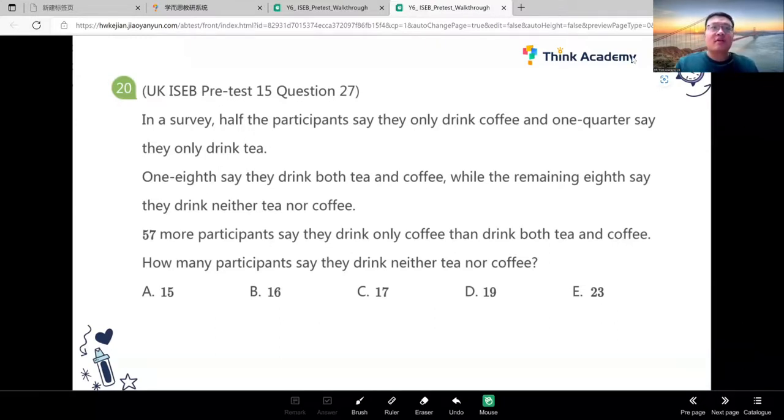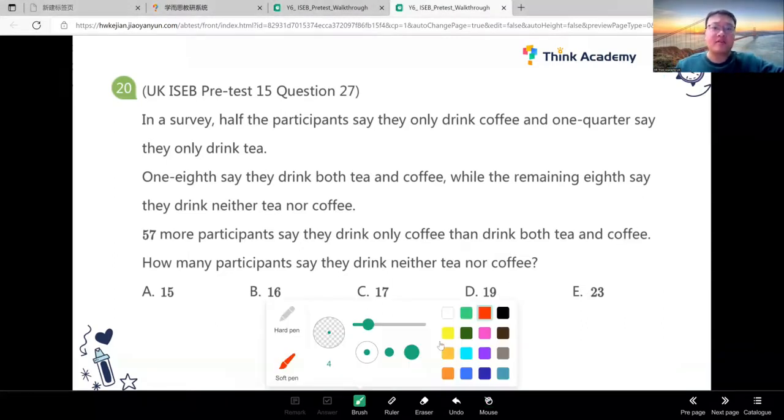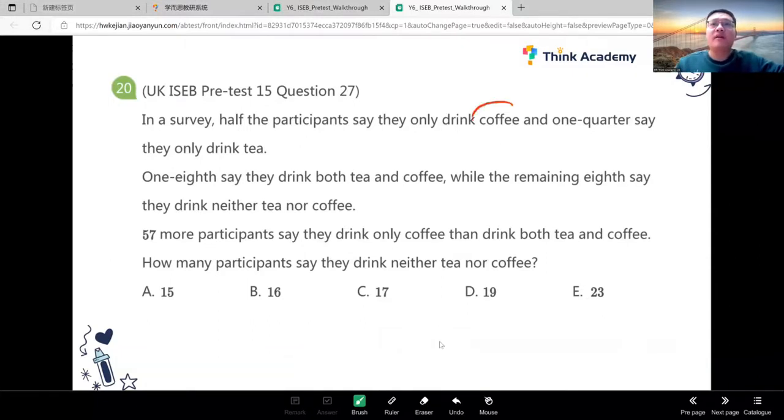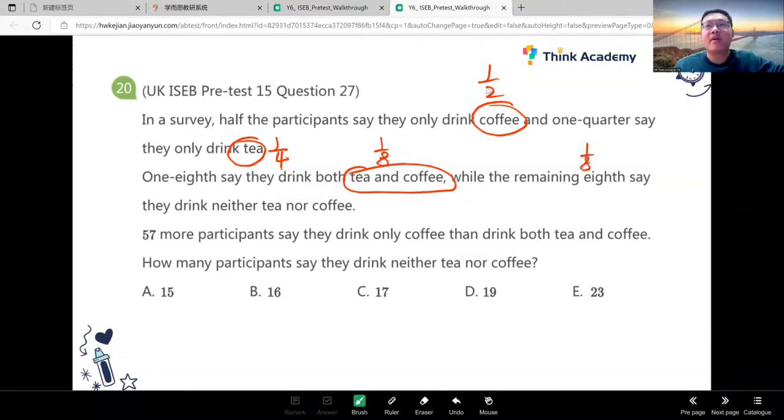So in this question, in a survey, half the participants say they only drink coffee and 1/4 say they only drink tea. So let me write down the fractions here. Only coffee will be a half. Only tea will be a 1/4. And it says 1/8 say they drink both tea and coffee. So tea and coffee will be 1/8. And also the remaining 1/8, last 1/8, say they drink neither coffee nor tea. They don't drink coffee nor tea.